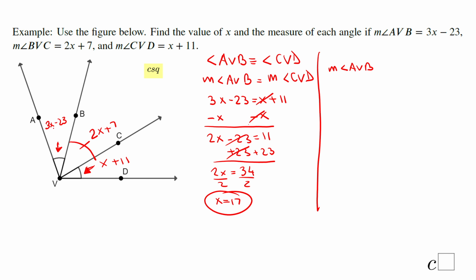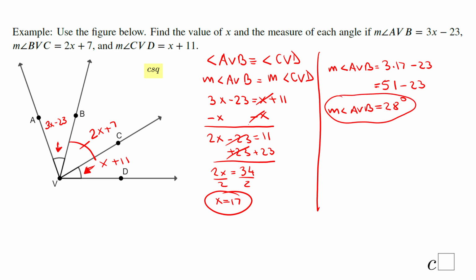If you take a look, that is 3x minus 23. So that will be 3 times 17 minus 23. 3 times 17 is 51, minus 23, and that will be 28 degrees. Okay, good. Right away I can do something else. I can do the last one, the angle CVD. And I'm not going to do any math. I'm just going to say 28.